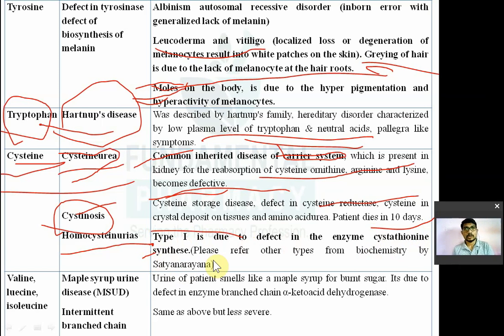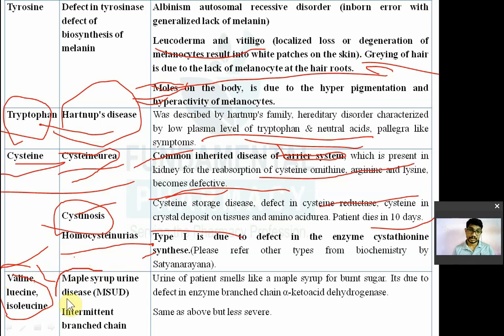So their metabolic defect is one important metabolic defect known as maple syrup urine disease. What happens in this? If you are suffering from maple syrup urine disease, your urine will smell like maple syrup or burnt sugar. When you burn sugar, the kind of smell that comes, that kind of smell will come from your urine. That is known as maple syrup urine disease.